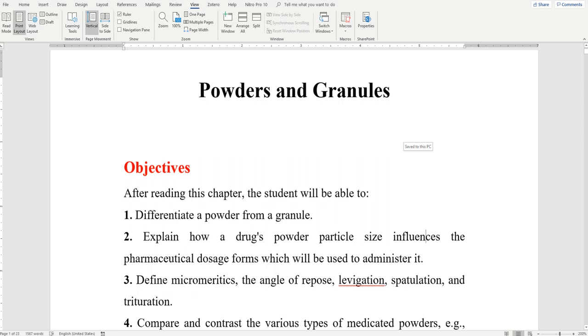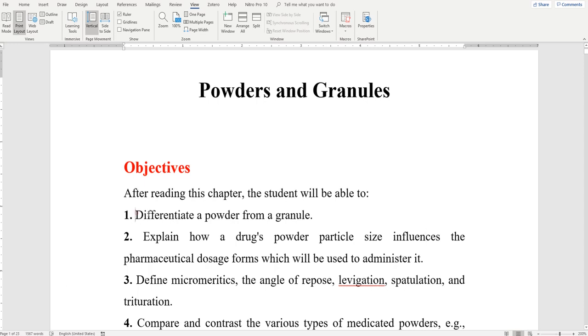This is our first topic in pharmaceutical dosage forms 1. It's about the dosage form powders and the other dosage form granules. So we are talking here about two different dosage forms. In every topic we are going to start with the objectives or the outcomes of the topic. So as a student studying this topic, what you are supposed to be able to answer by the end of this topic when we complete the topic.